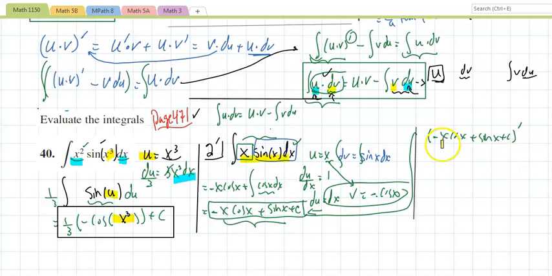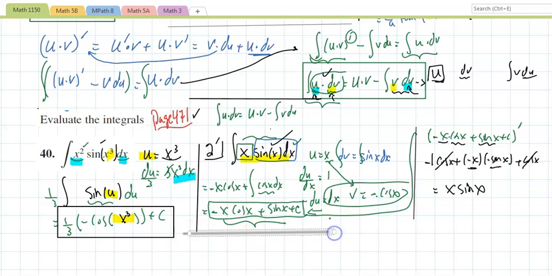Well, let's see. This is going to be the product rule. Derivative of the first times the second plus the first times derivative of the second, plus derivative of that plus 0. Of course, this and that cancel out. Negative x times negative sine of x is positive x sine of x. And there it is. And that's how it works. Now, I'm going to wrap up what I need in the next video.